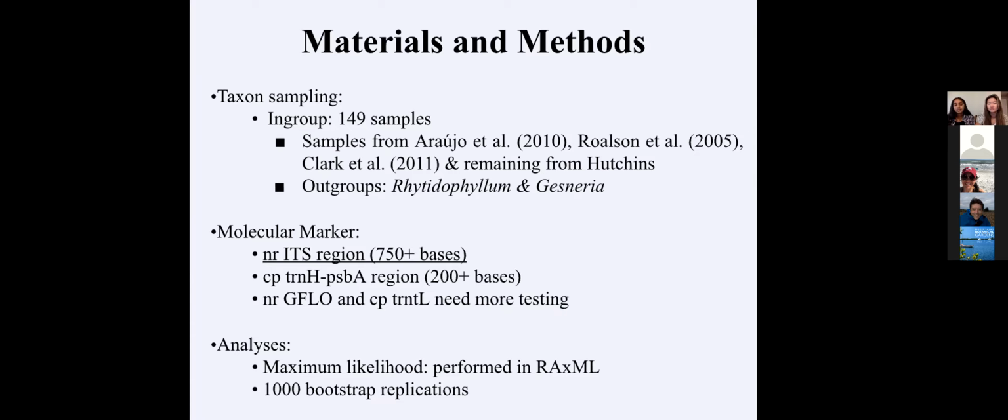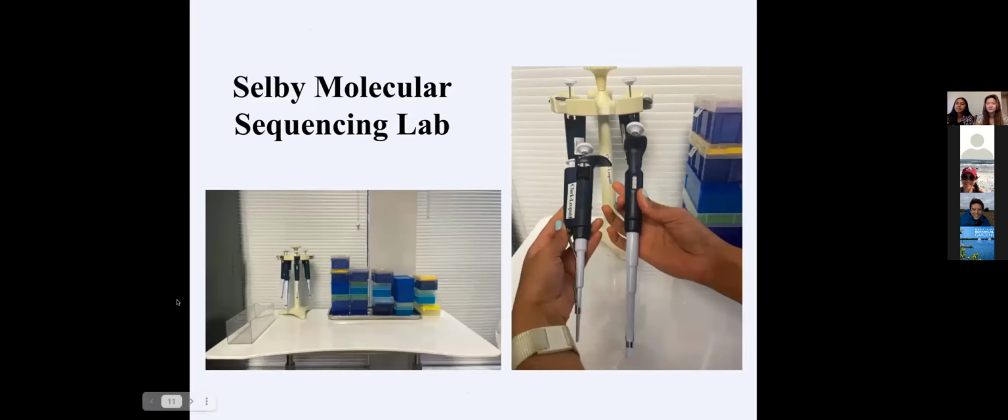Although we did collect data from TRNH, PSVA, GFlow, and TRNTL, we ultimately chose the internal transcribed spacer, which is ITS, as a marker in the trees. After we had our sequence data, we used maximum likelihood analyses performed in RAXML with 1,000 bootstrap replications for our support. Here's a picture of our workstation and the materials that we use.